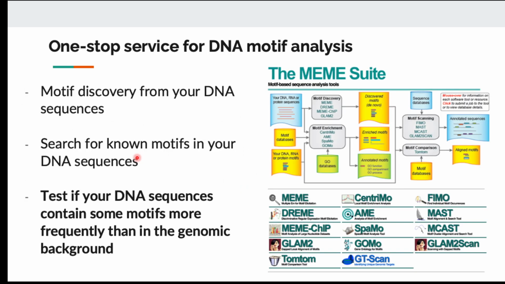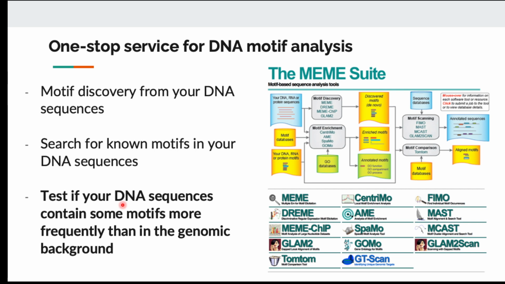They also have another algorithm. If you have a sequence, and you have a motif, let's say you know from other papers that this is the binding motif for the transcription factor, you want to search for that motif in your sequence. You don't need to find a new motif. You already know it, but you want to know if this motif occurs in your sequence. They also have an algorithm for that.